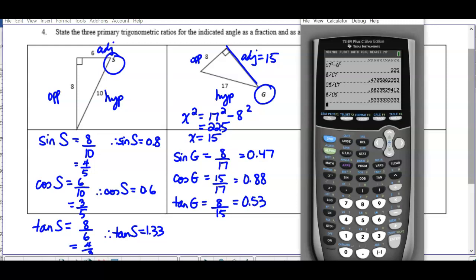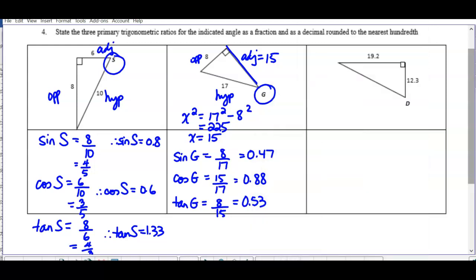Okay. Then the next column, there's our angle. So this side, 12.3, is touching it. That's adjacent. This side here is touching it, but it's the hypotenuse, right? So this is hypotenuse, and then this would be opposite. So we need to know what the hypotenuse is. So again, we'll call it X.